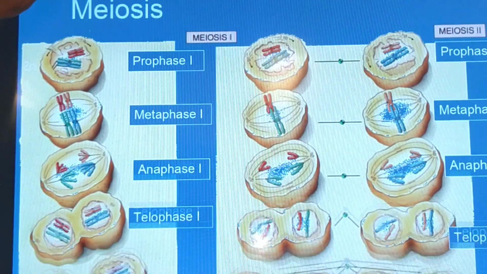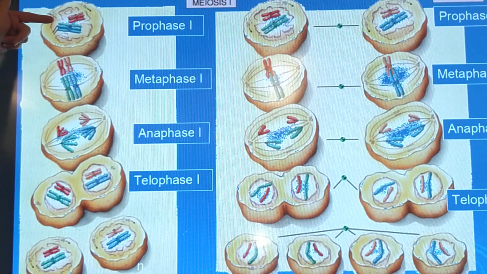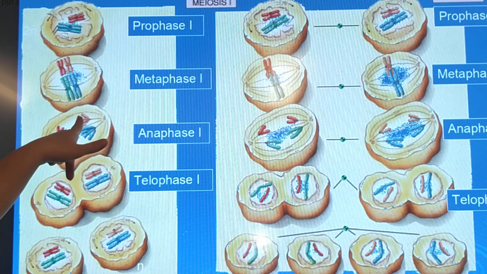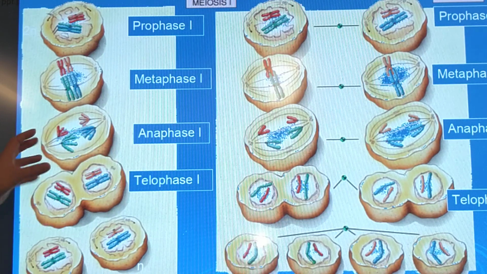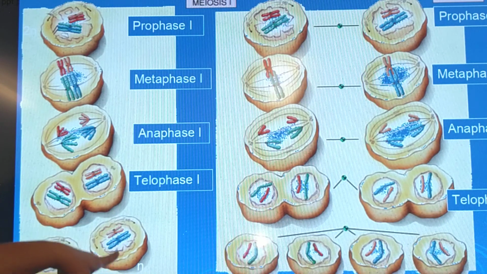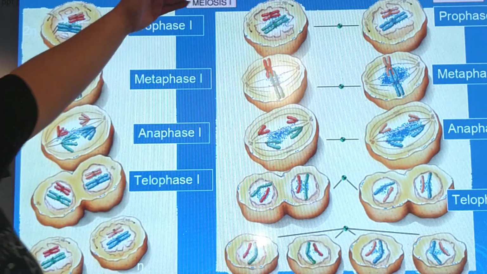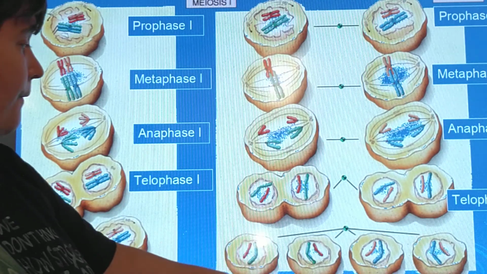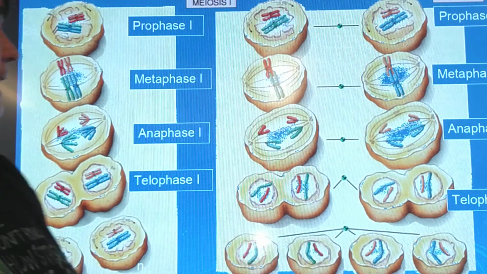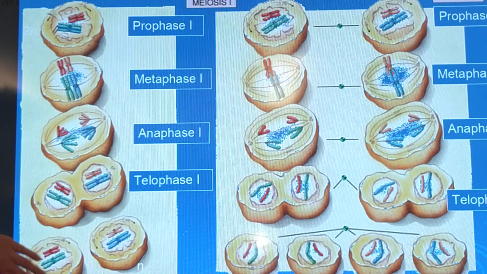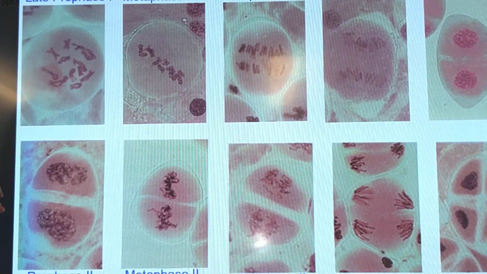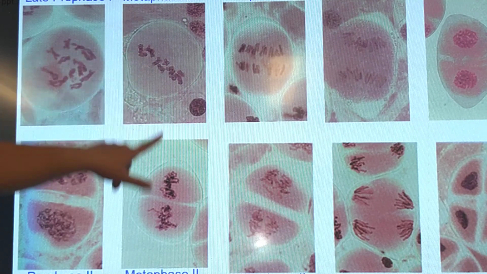So meiosis, here's a nice picture of it. Prophase 1, metaphase 1, line up in homologous pairs. The full sister chromatids together, the little X's, still pull apart, so we end up with 2. Then we go through prophase, metaphase, anaphase, telophase 2, and we end up with 4 totally different, genetically diverse cells. And that's what it would look like under the microscope. You can see the middle, right there.